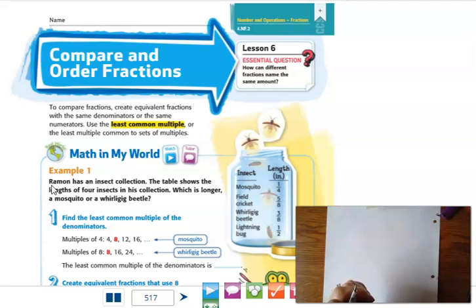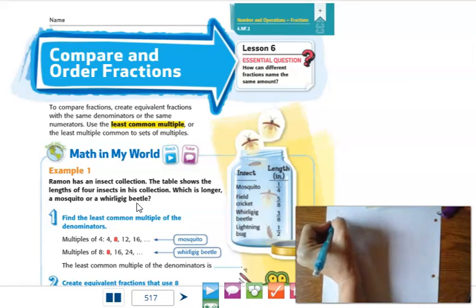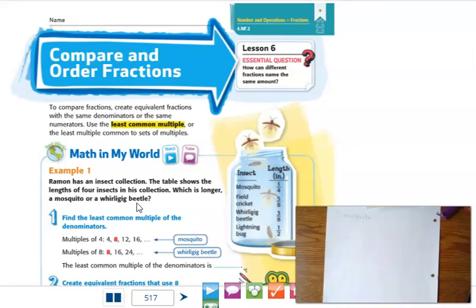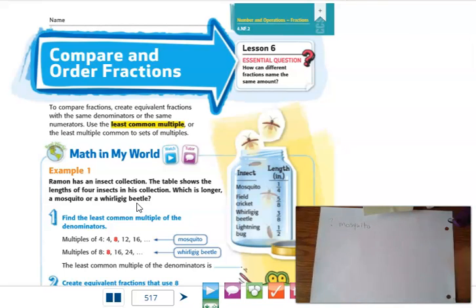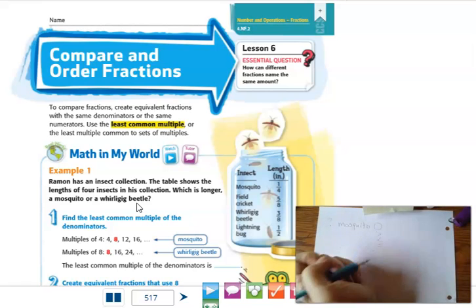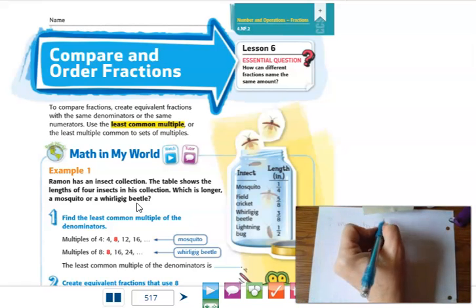Okay, so example 1. Ramon has an insect collection. The table shows the lengths of 4 insects in his collection. Which is longer, a mosquito or a whirligig beetle? Okay, so my question is, I need to compare the mosquito, so I'm either going to do greater than, less than, or equal with the whirligig beetle.